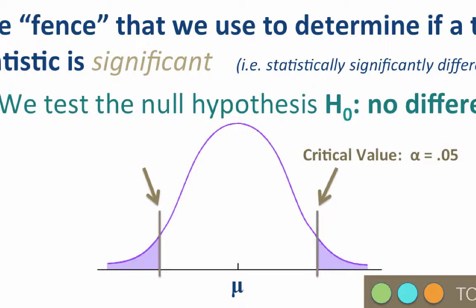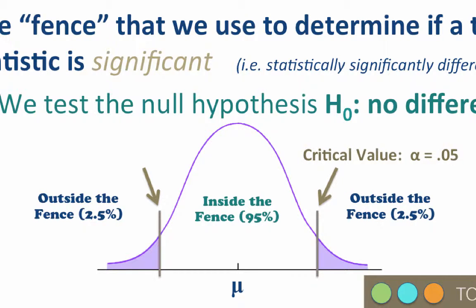We set the fences so that 95% of the scores under the curve are inside the fence, and 5% of the scores under the curve are outside the fence. Here, because we have 2 tails, we will put 2.5% in either tail for a total of 5%. If we get a sample mean that is outside of the right fence, we will reject the null hypothesis. If we get a sample mean that is outside of the left fence, we will reject the null hypothesis. Only if we have a sample mean that is inside the fence will we fail to reject the null hypothesis.